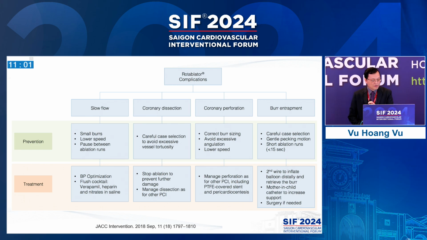For coronary dissection, we have to do careful case selection to avoid vessel tortuosity. We also have to look at the IVUS findings for wire bias to see the risk of coronary dissection and perforation. In our center we have over 200 cases, and we have 2 cases with burr entrapment. So we have to use a second wire to facilitate the withdrawal during the procedure.